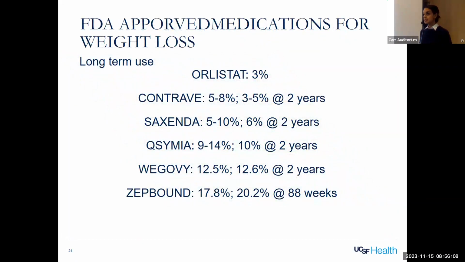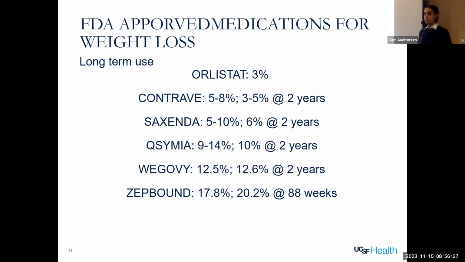There are currently 6 FDA-approved medications for use in obesity for long-term. The first is orlistat, which is an oral lipase inhibitor. It only has about 3% body weight loss, which is not a clinically meaningful amount of weight loss, so it's not something we use very often in our patients.